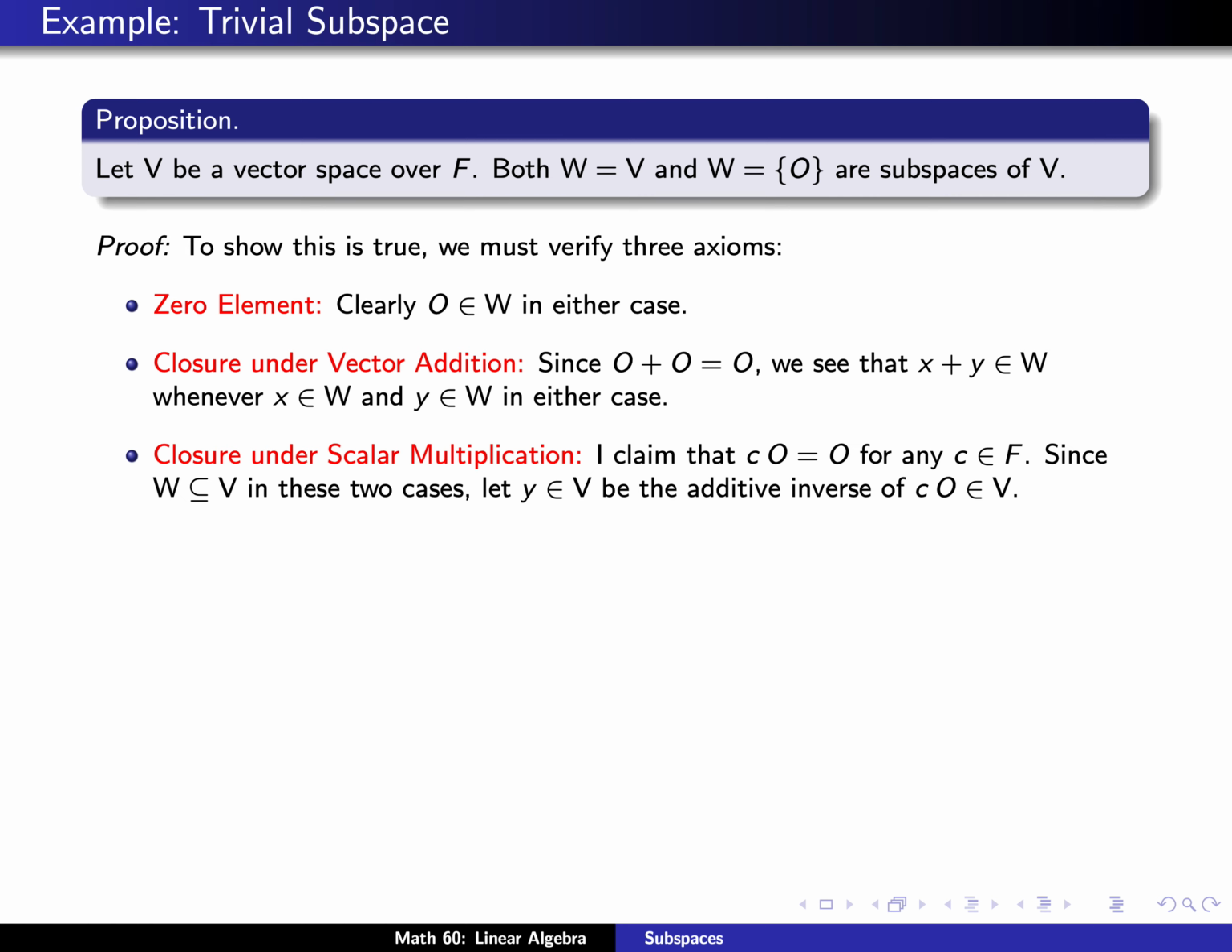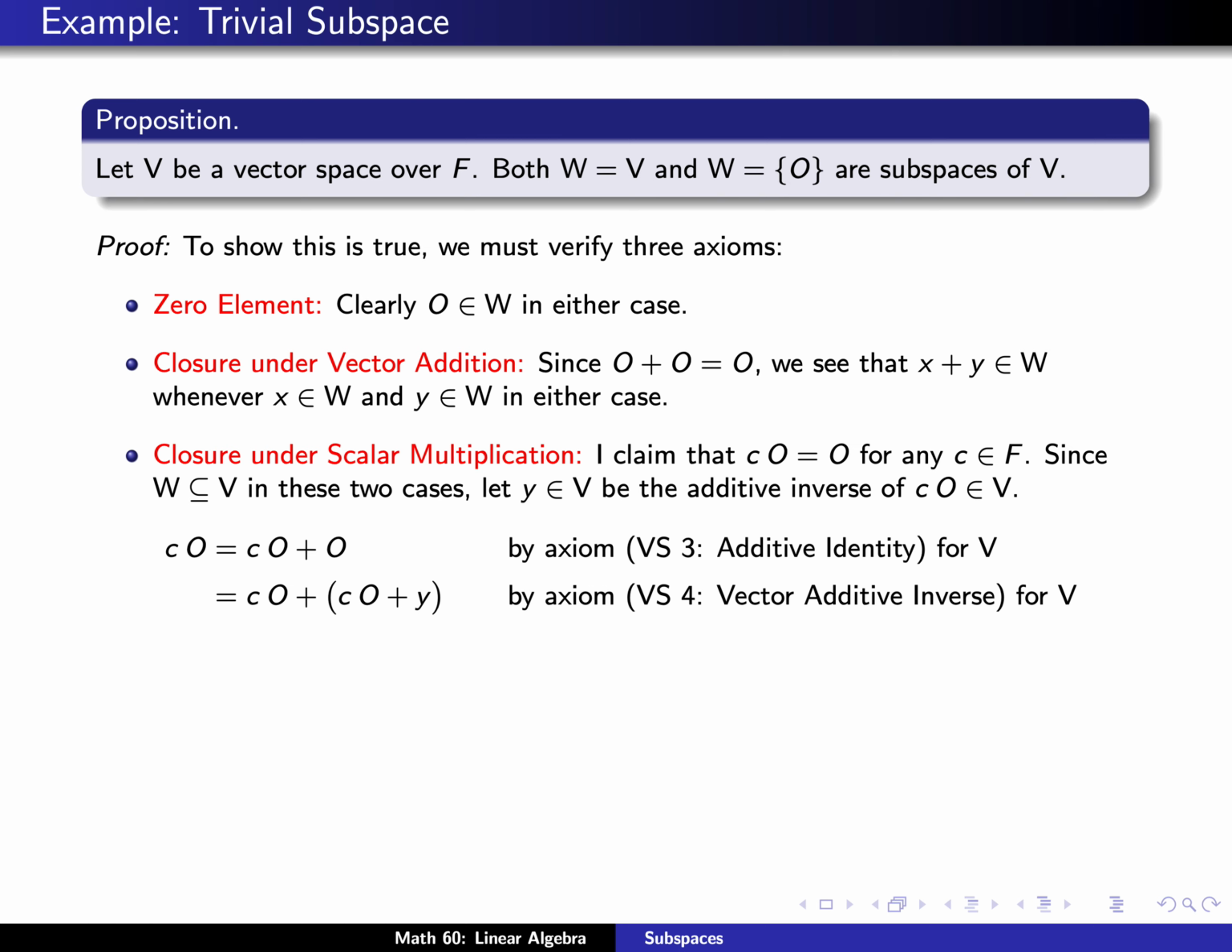So to get this to work out, just like before, let Y be the additive inverse of C times capital O. We're going to prove that Y is equal to the zero vector, but for the moment, let's just let Y be the additive inverse, whatever that element happens to be. Well, because the additive identity property holds for our vector space V, then we know that C times capital O equals C times capital O plus the additive identity. Next, we're going to replace capital O with C times capital O plus its additive inverse, namely Y.